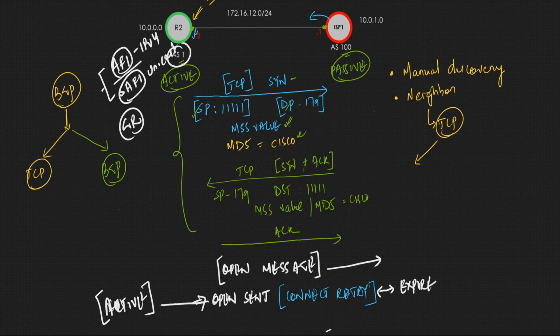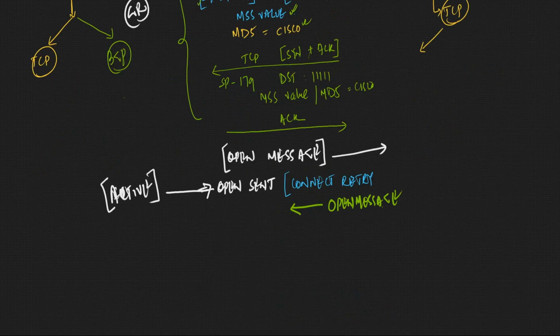Okay. If, for example, within the connect-retry timer, ISP1 responds with an open message, right? This open message will contain its own values and its own parameters. So in that case, R2 will compare the values, based on what has been there, like AFI, SAFI, AS, and all, right? It will compare them against the configuration, whatever is configured, and based on that, it will compare.